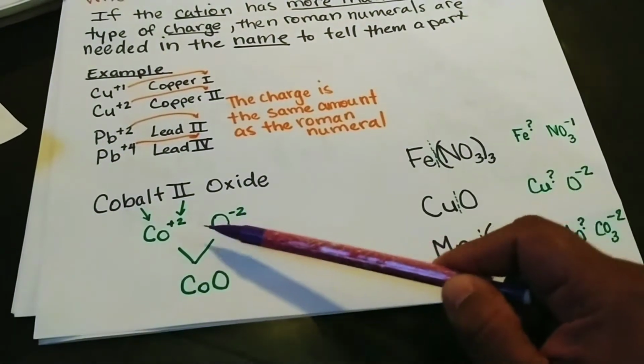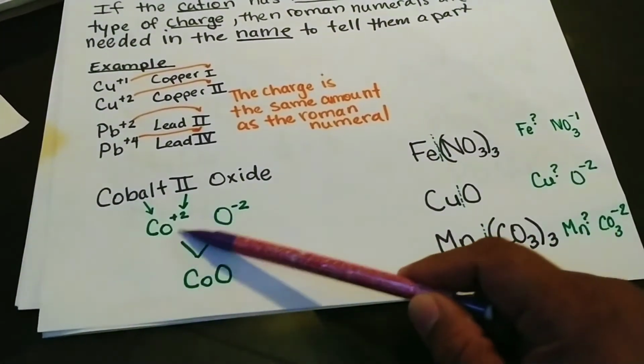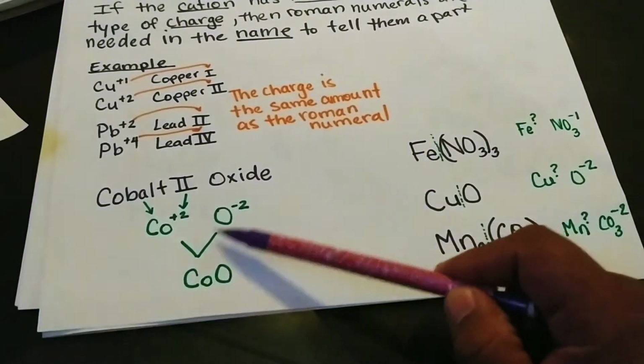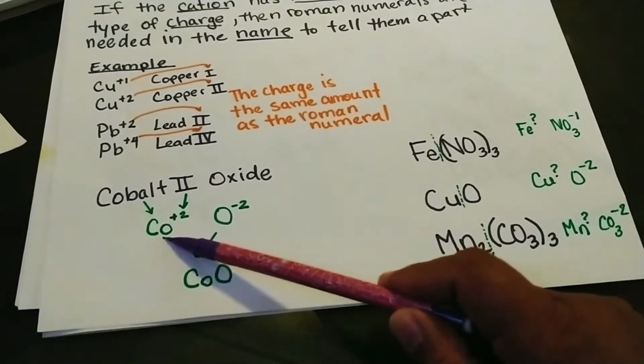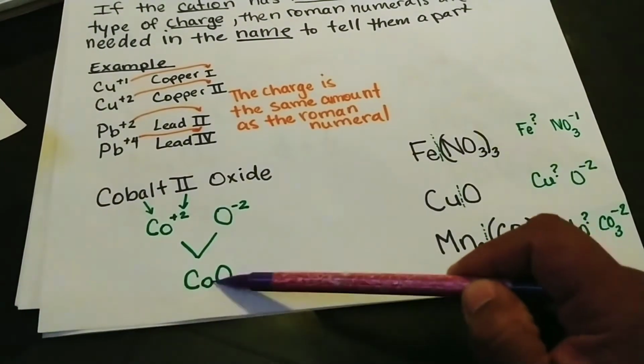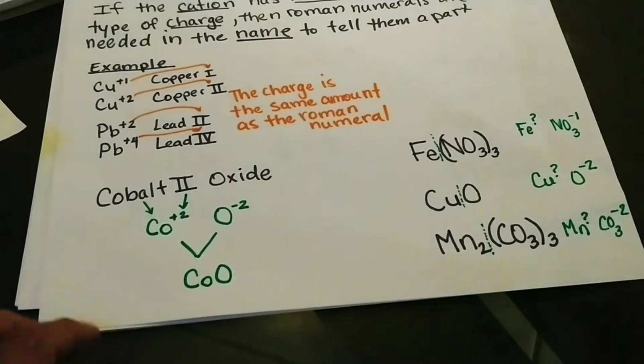There it is. Okay, when you have two oxidation numbers that are the same amount, just different charges, that means that they cancel out. So in this case, it's Co, capital C, lowercase o, capital O. And that's your formula for cobalt 2 oxide.